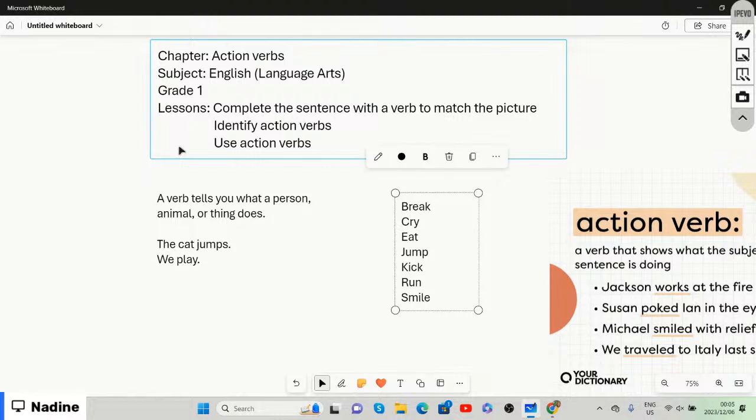And the lessons that we are going to be focusing on under the chapter of action verbs are to complete the sentence with the verb to match the picture. We're going to identify action verbs, and we're also going to use action verbs. So that is basically going to be our lessons for today under the chapter of action verbs.